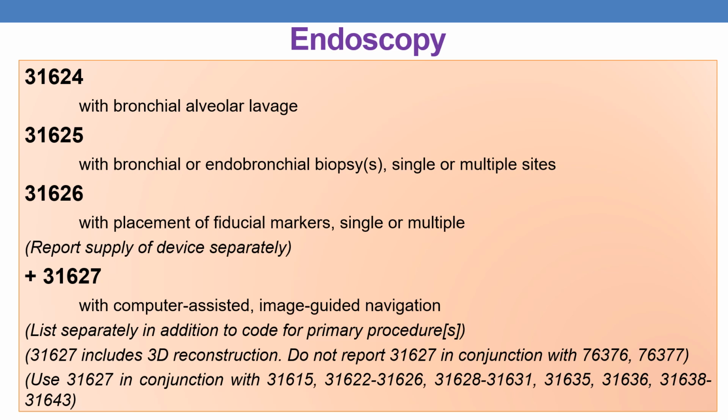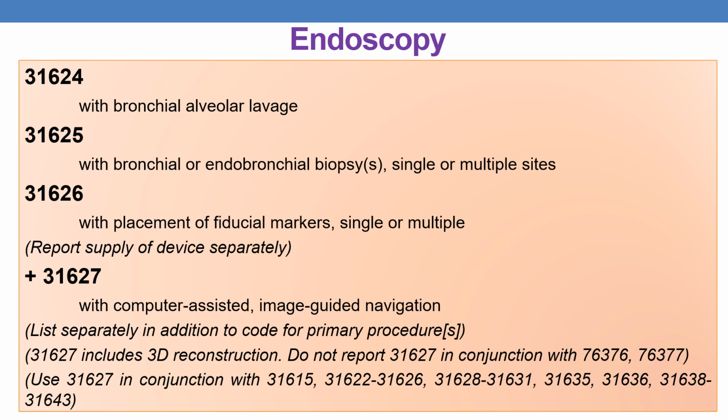The next is 31625. It deals with bronchoscopy, rigid or flexible, with bronchial or endobronchial biopsy, single or multiple sites. The next is 31626. Bronchoscopy, rigid or flexible, including fluoroscopic guidance with the placement of fiducial markers, single or multiple, and report the supply device separately when you are coding 31626.